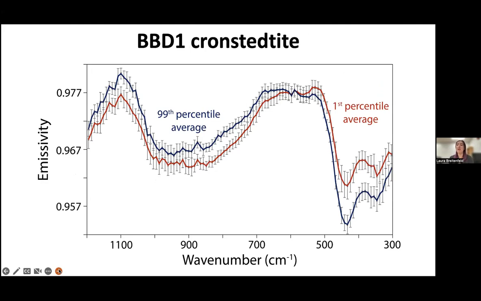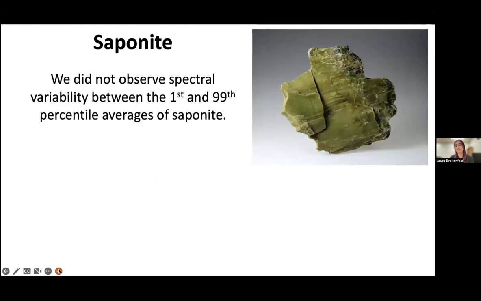So now we're looking at a different diagram. These are the predictions of cronstedtite. So again, we see some similarities, but differences between these 99th percentile and first percentile averages. The biggest difference here is a difference in band depth for the 440 wave number feature associated with phyllosilicates. So for saponite, I did not observe spectral variability between this first and 99th percentile average.